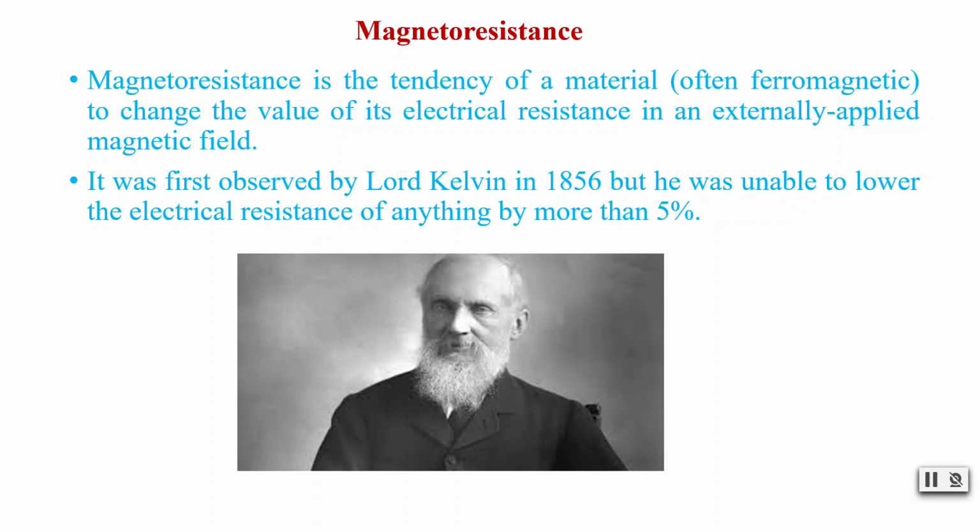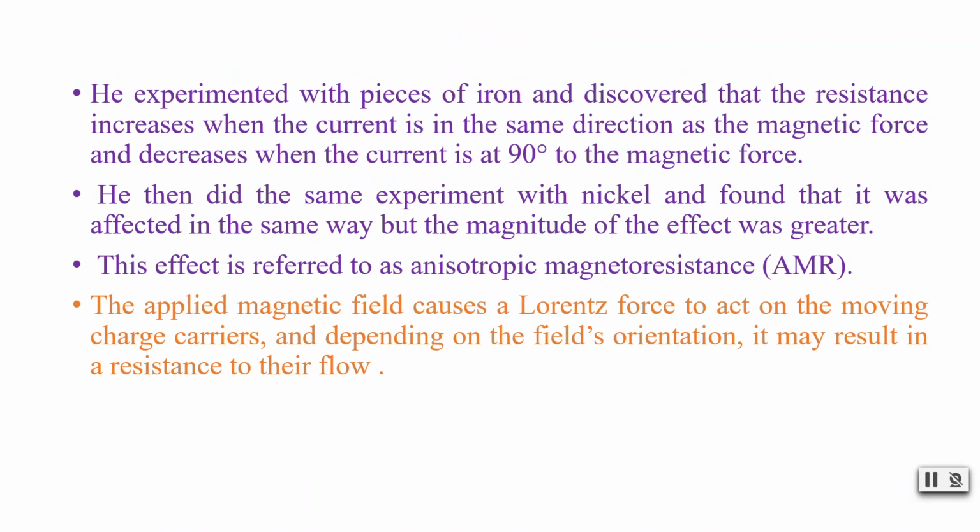This effect was first observed by Lord Kelvin in 1856, but he was unable to lower the electrical resistance by more than 5%. So the change in resistance was only 5% when it was initially observed. Lord Kelvin experimented with pieces of iron and discovered that the resistance increases when the current is in the same direction as the magnetic force.